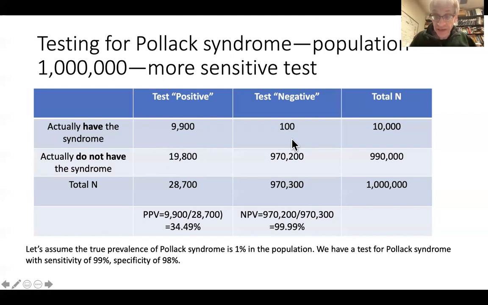Now the NPV is phenomenally high. It's the ratio of 970,200 over 970,300. So it's 99.99%. So with this really sensitive test, if I test negative, I am just really happy. But if I test positive, there's only about a third chance that I actually have this thing. Okay.